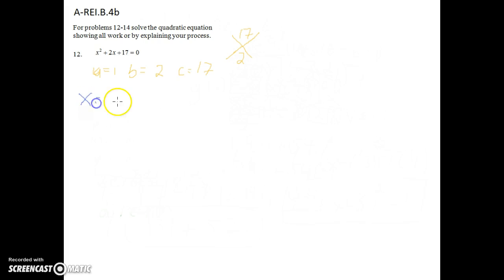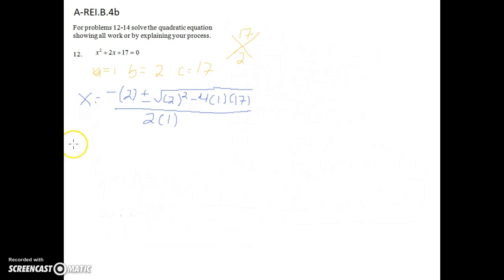So we have x equals the opposite of b, plus or minus square root b squared minus 4ac. Make sure whenever you plug anything in, you're putting it in parentheses. Make sure that extends all over 2 times a. So we're going to start simplifying things. So we have negative 2 here, plus or minus.